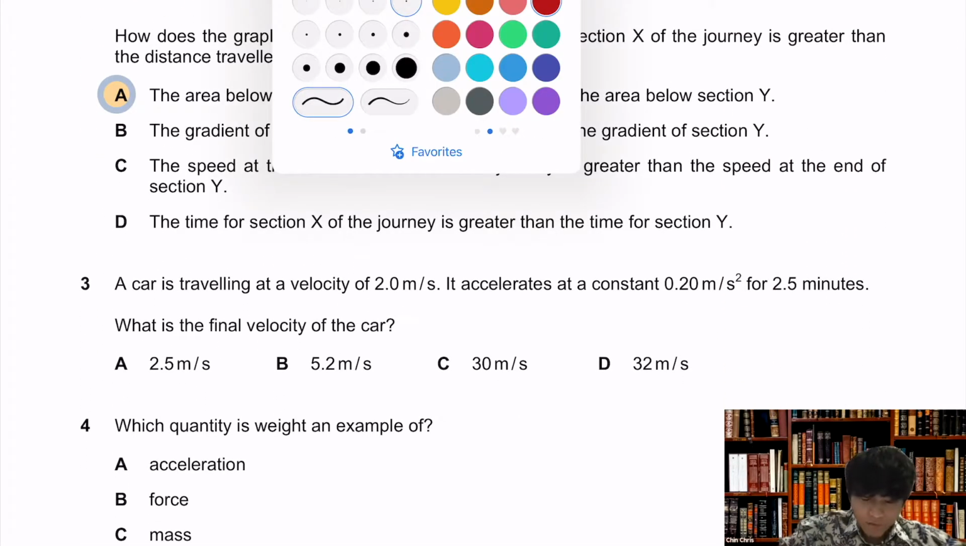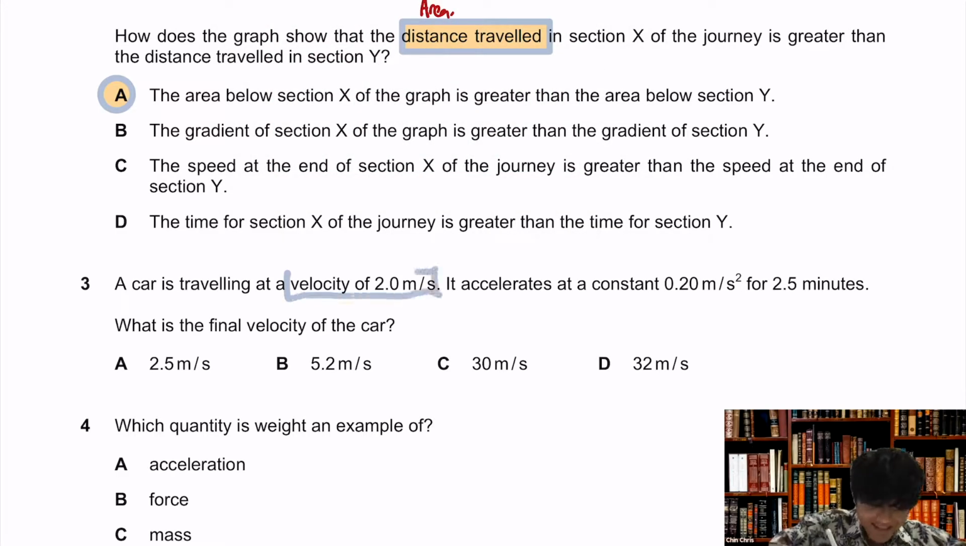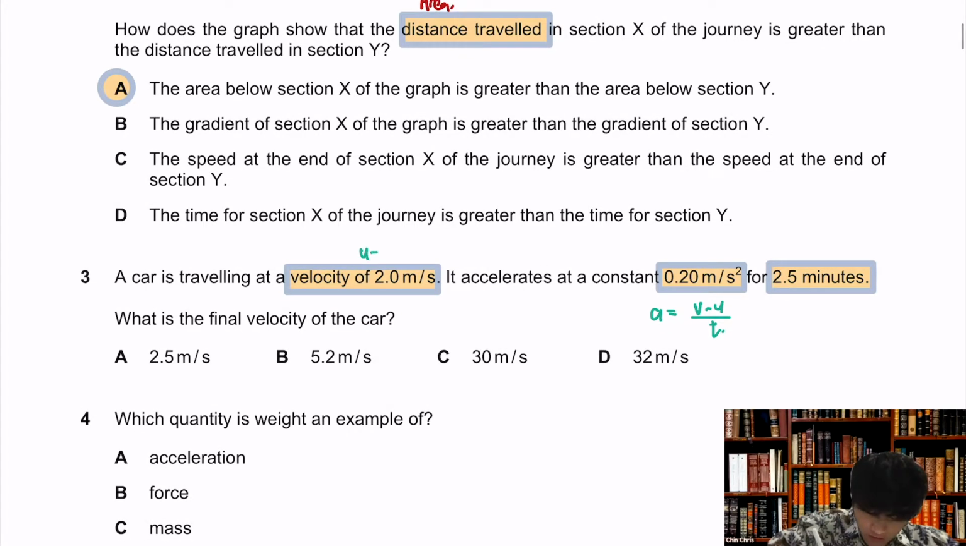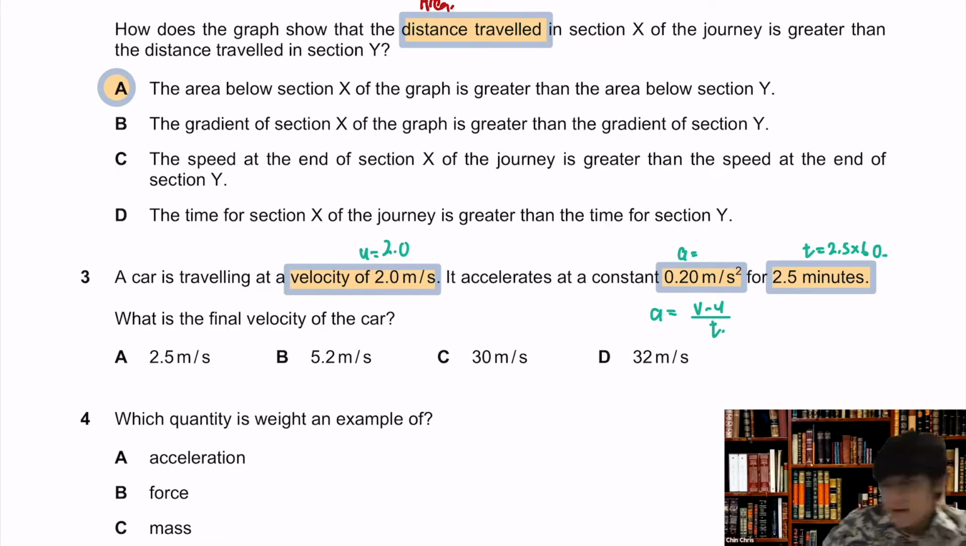A car is moving at a velocity of 2 meters per second, and it accelerates at a constant 0.2 meters per second squared for 2.5 minutes. Find the final velocity. You know that acceleration is equal to V minus U over T, am I right? This is your initial velocity, this is your acceleration, and this is your time. Please convert this into seconds. So 2.5 multiplied by 60, and we are getting 150 seconds.